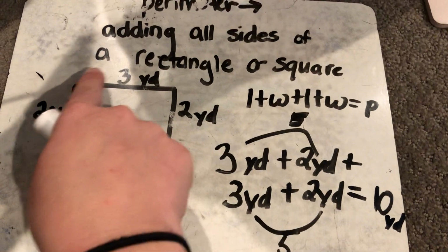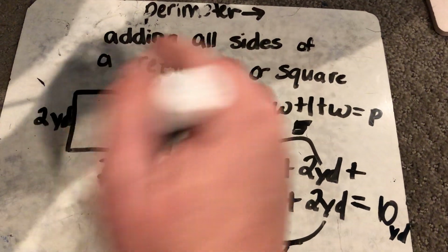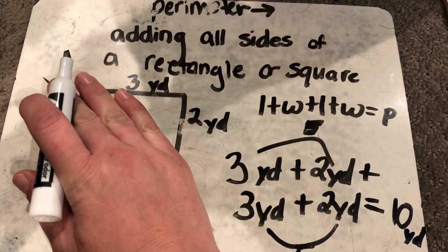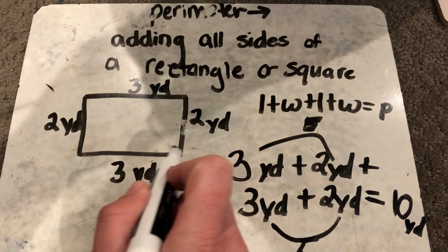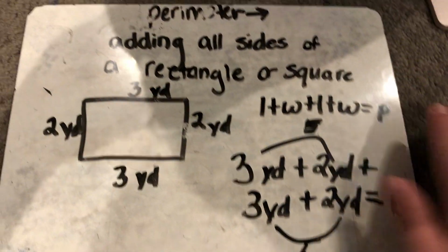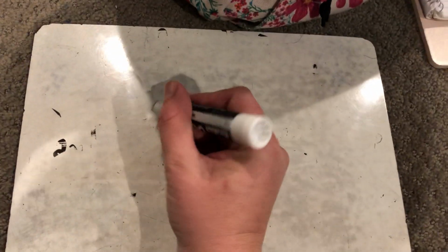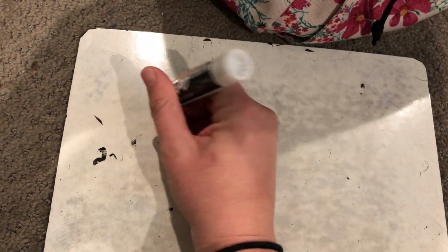Okay, perimeter is just adding up all the sides. Area is having two sides and multiplying them. Perimeter is where you add up all the sides. So I'm going to erase. All right, we're going to do another one. Okay, let's do another rectangle.